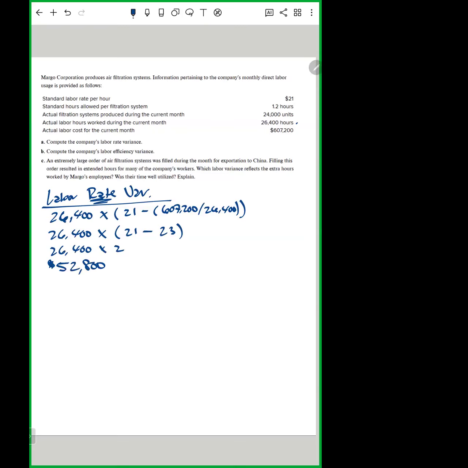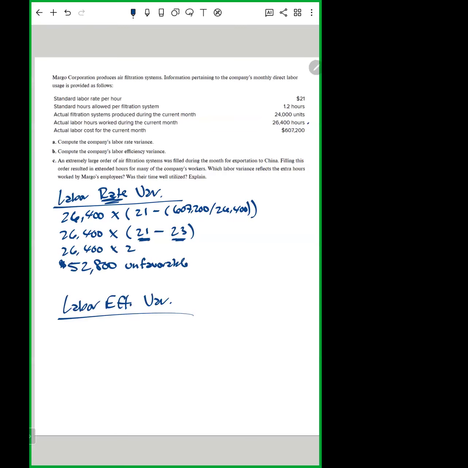All right, so the standard rate was 21. The actual rate was 23, so this is unfavorable. All right, now labor efficiency variance. Okay, so for labor efficiency, we start with the standard hourly rate, which is $21.